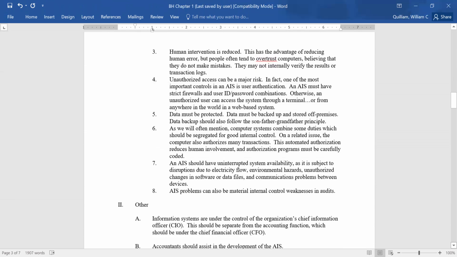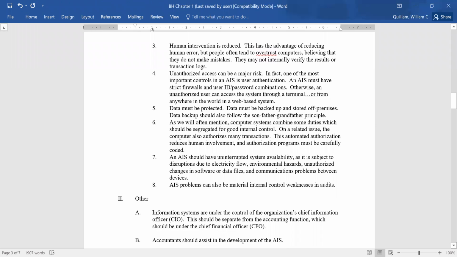So speaking of human judgment, well, human judgment is reduced. Again, a double-edged sword. So this does have the advantage of reducing human error, but people often tend to overtrust computers. They believe they don't make mistakes, and that's very true. So they may not internally verify the results or transaction logs. They just don't tend to check things over sometimes.